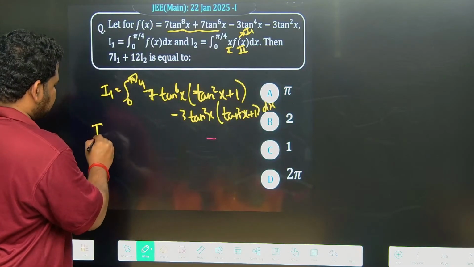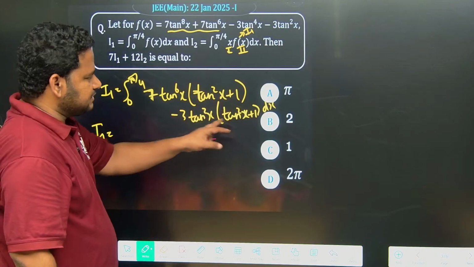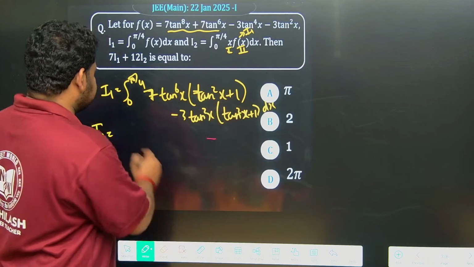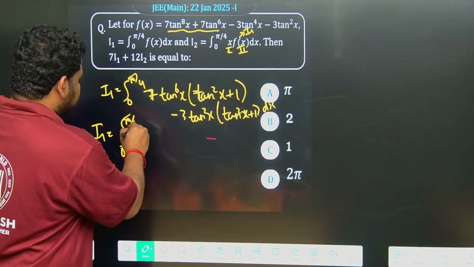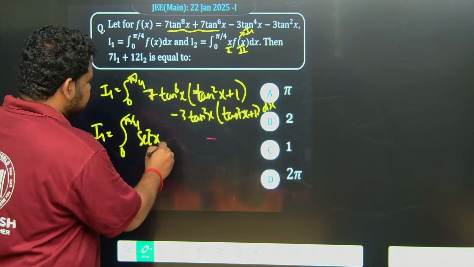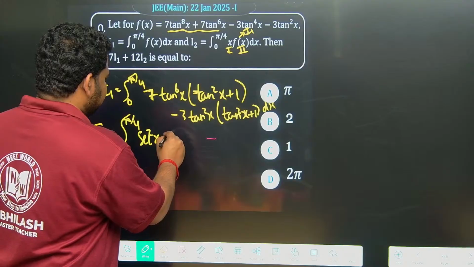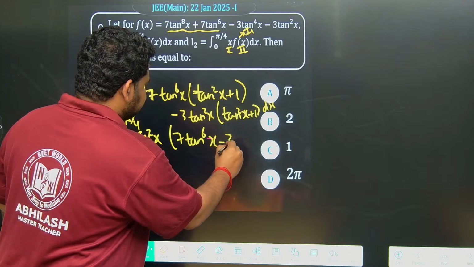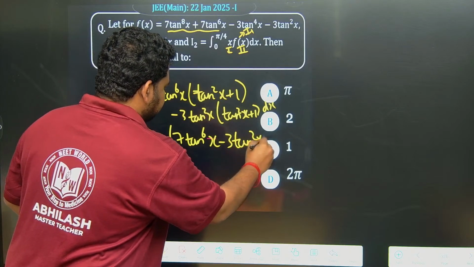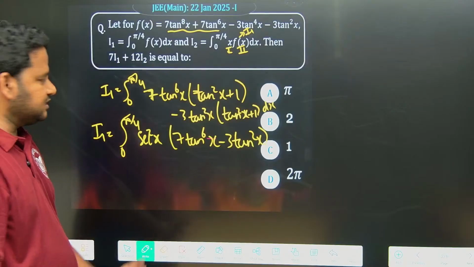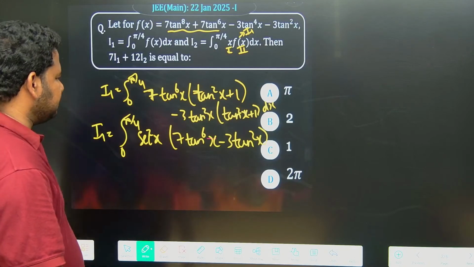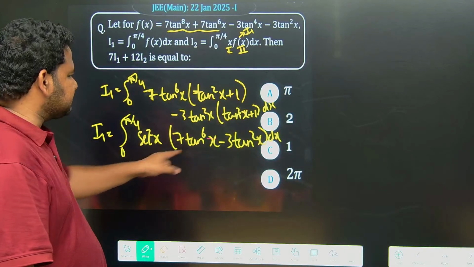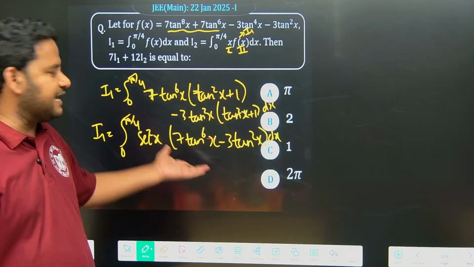Now, tan square x plus 1 is nothing but secant square x. So I can take secant square x common: I1 is the integral from 0 to pi by 4 of secant square x into 7 times tan power 6x minus 3 times tan square x, dx. Now secant square x is there and tan is there, so I have to take t equal to tan x, then directly I will get it.